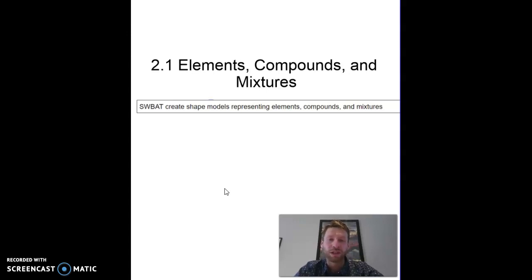Today we'll be learning how to create shape models to represent elements, compounds, and mixtures. This content is going to be really important as we get later in this week and we start talking about chemical formulas and using models to represent them.